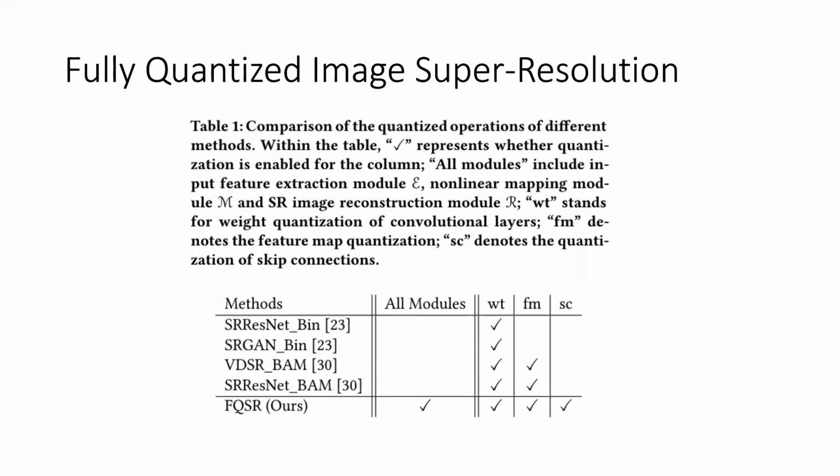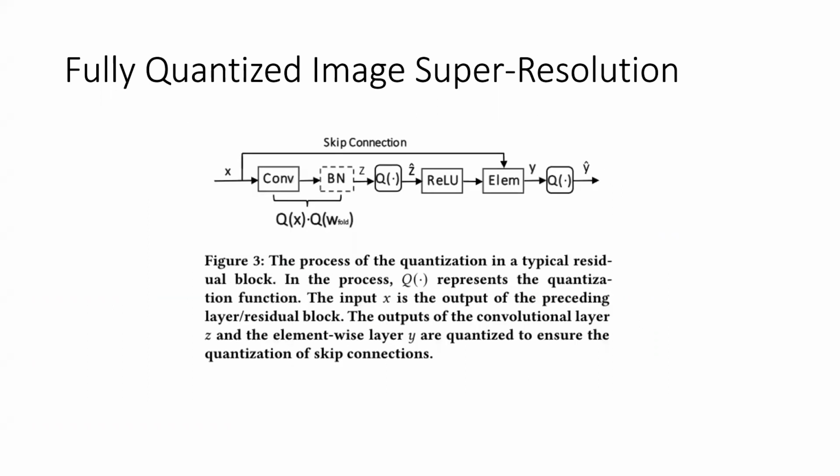This table is an extension of the previous slide. These existing models usually focus on the quantization of weights and feature maps, but they ignore the first and third modules and the skip connections. What we did here is quantize all 3 modules, as well as the weights, the features, and also the features of the skip connections. So this is the process of quantization in a typical residual block.